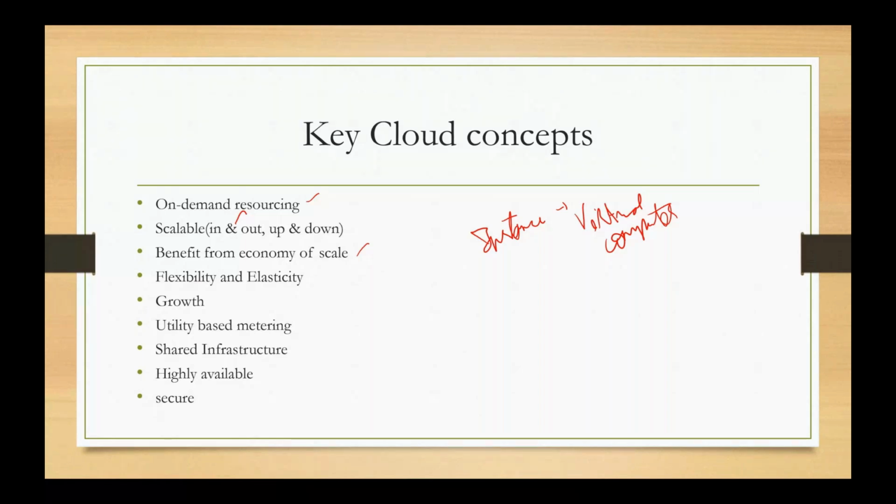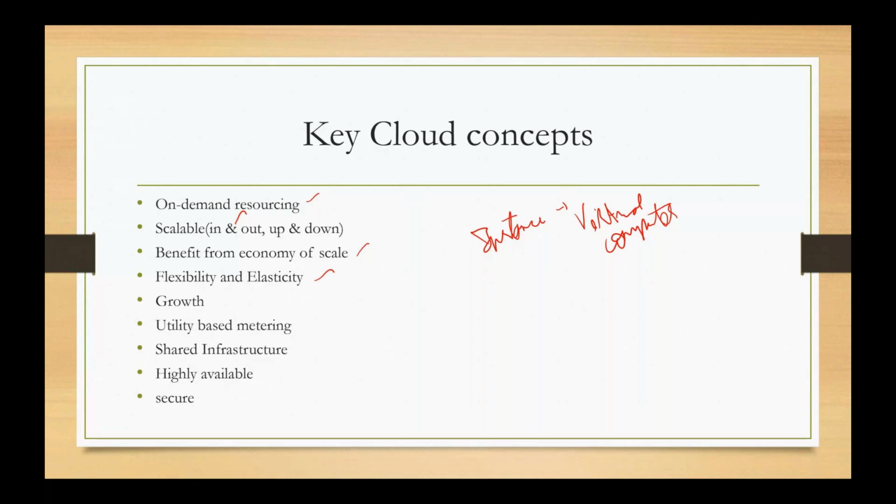So economy of scale. Next concept is flexibility and elasticity. What is meant by that? Elastic means the amount of resources we require, and how much and how long we want. Flexibility means whenever we need resources, we can add them, and we can scale down based on our flexibility and elasticity. We can use them for as long as we need, and then we can remove them.